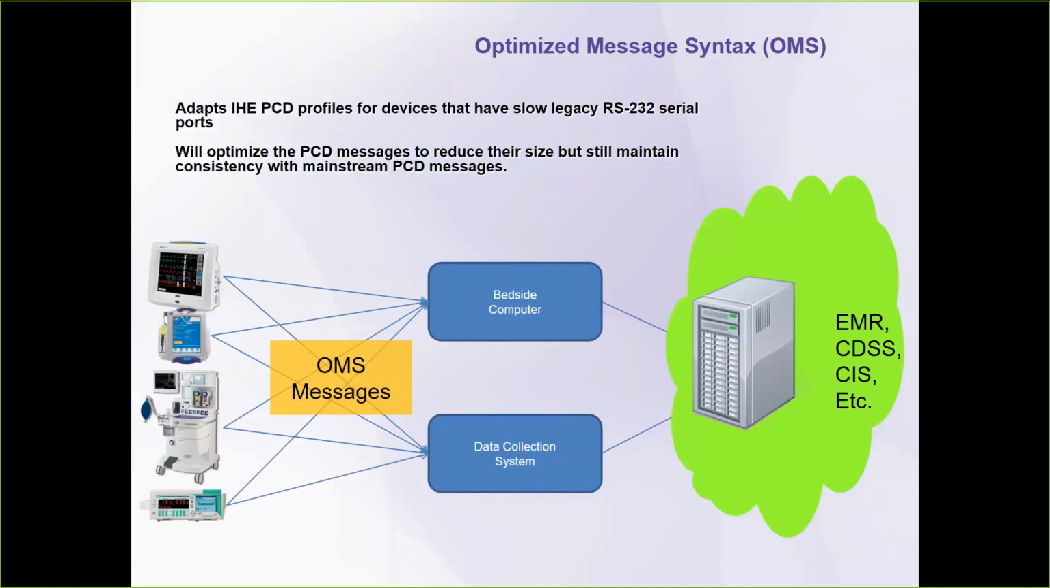So the Optimized Message Syntax, or OMS profile, is intended to adapt IHE PCD profiles for devices that have slow legacy RS-232 serial ports that can drive this burst. OMS will optimize the PCD message to reduce the size of the message but maintain consistency within the mainstream PCD requirements. The result of that is more predictable and efficient transmission of data between systems that still drives the content needed to make decision support while keeping the data small for record keeping purposes.